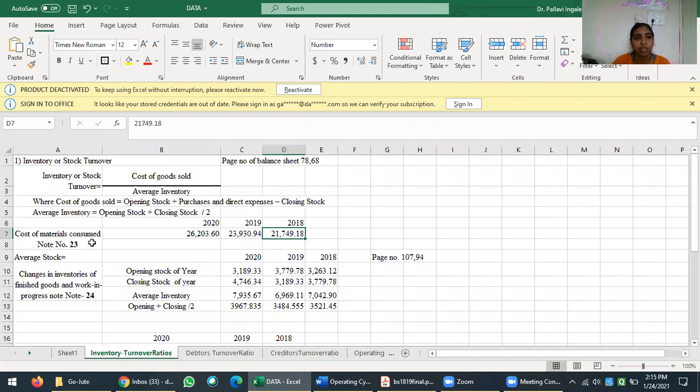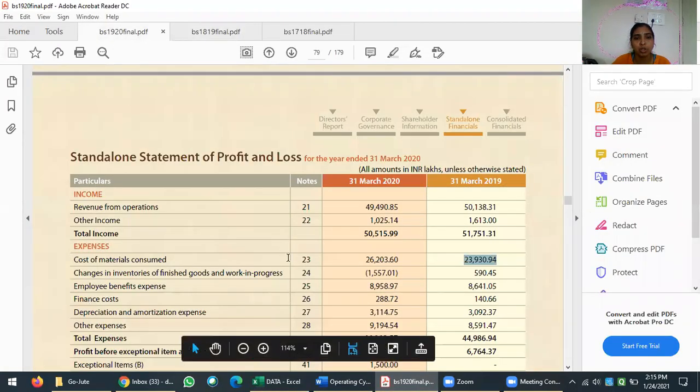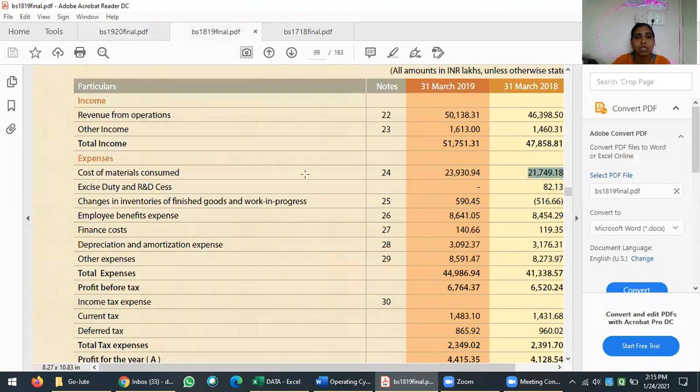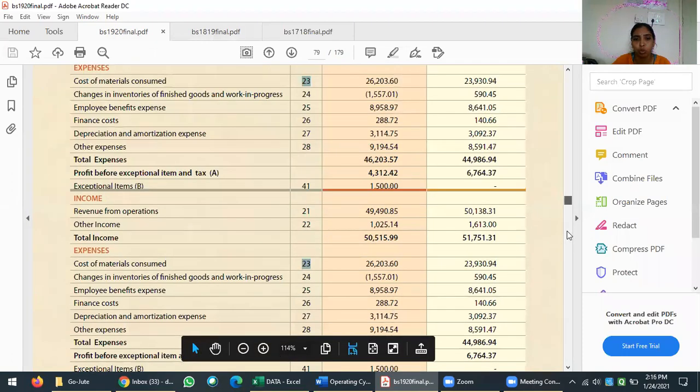Is everything clear? Now, why am I considering this? If you want to go into detail, just go to the note number given. In 2019 the note number is 23, and in the other year it is given as 24. You can go to that note and see what is given. For your information, I will also show you the working of note number 23.